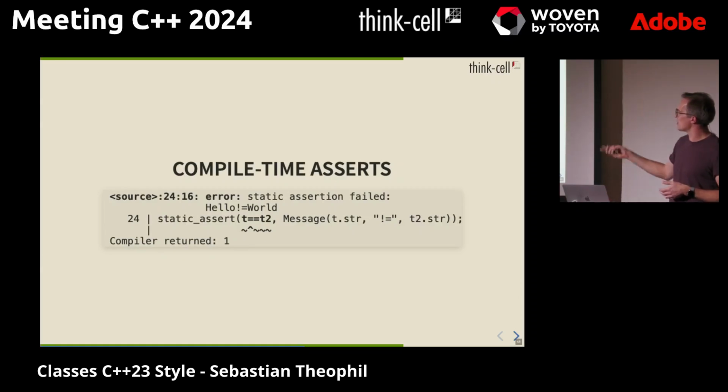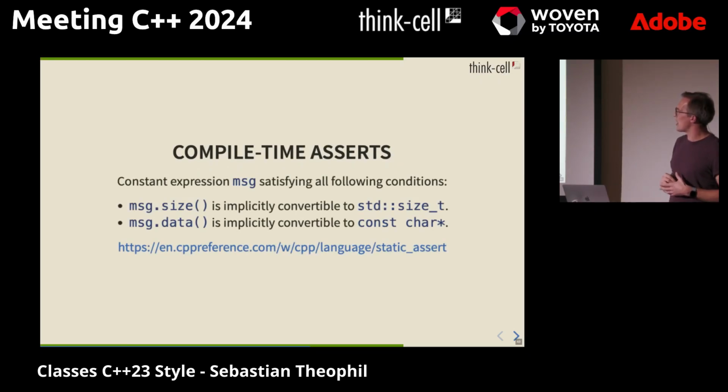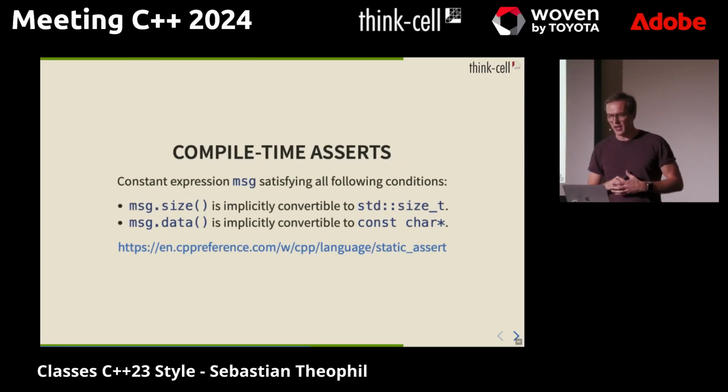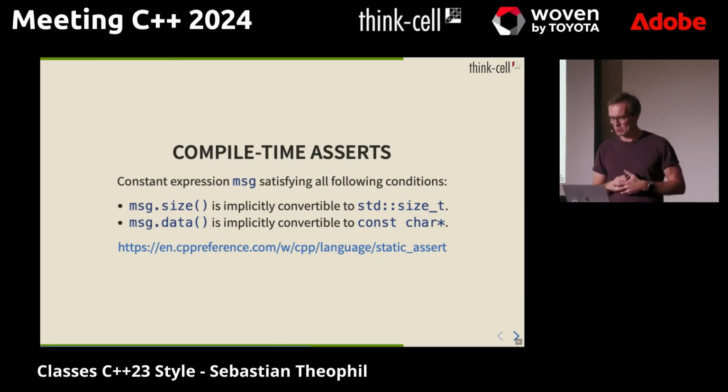And the requirements here on the right-hand side are very simple. You don't actually have to compute a string. You have to compute some type that has a size member and a data member that is convertible to const char pointer. And that's C++26, you get nicer static_assert error messages.